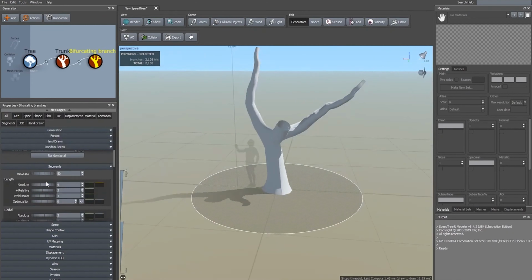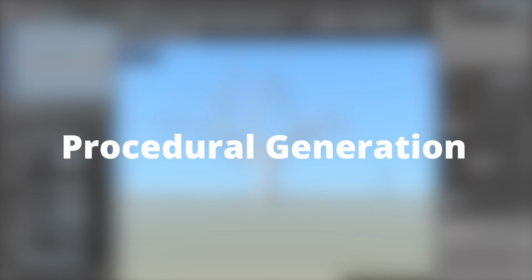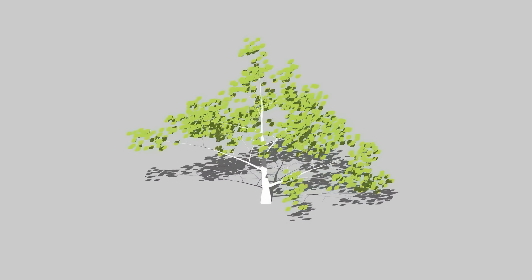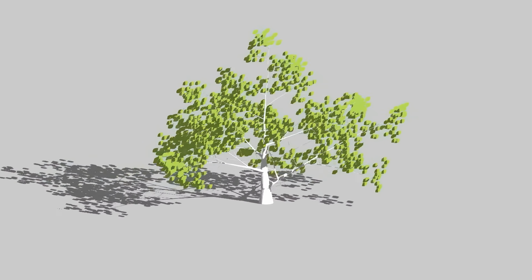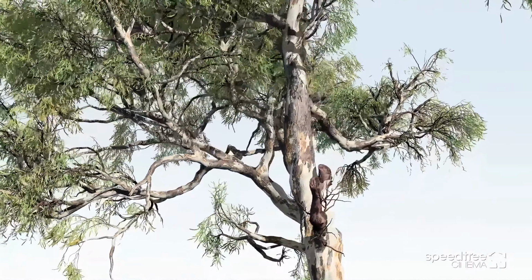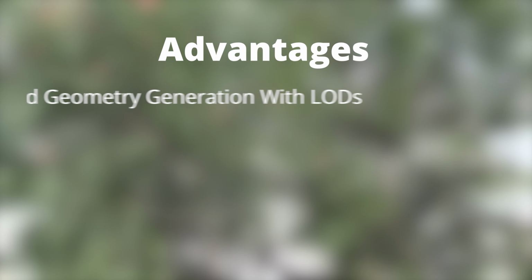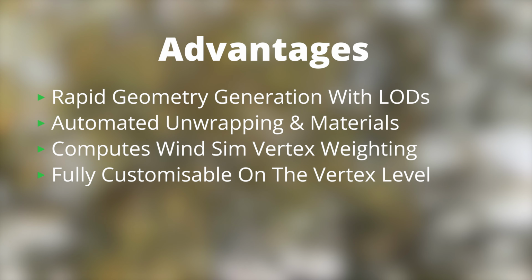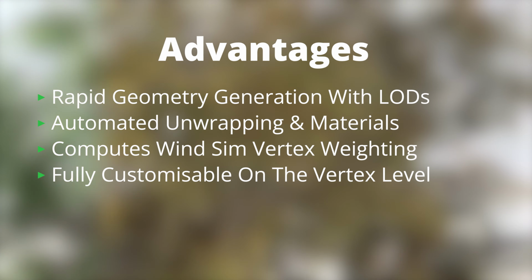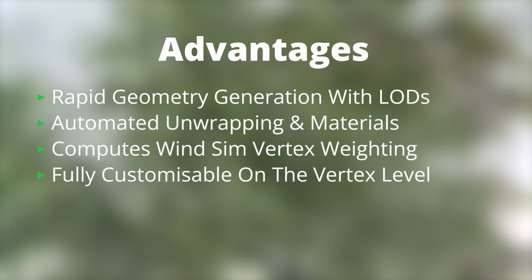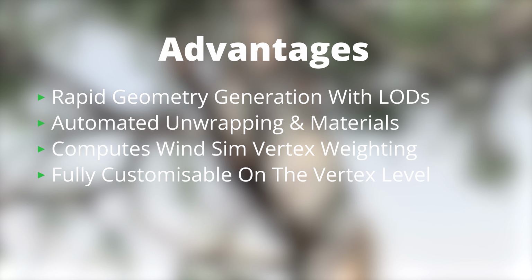Most plant creation technologies like SpeedTree utilize procedural generation. This technique creates 3D geometry according to specific mathematical equations with a wide variety of variables. These algorithms can produce unique, high-quality assets far quicker than traditional modeling techniques. It's a non-destructive workflow which makes future modifications and variations painless, and extra steps like UV unwrapping and vertex weighting for wind simulation are all automated.